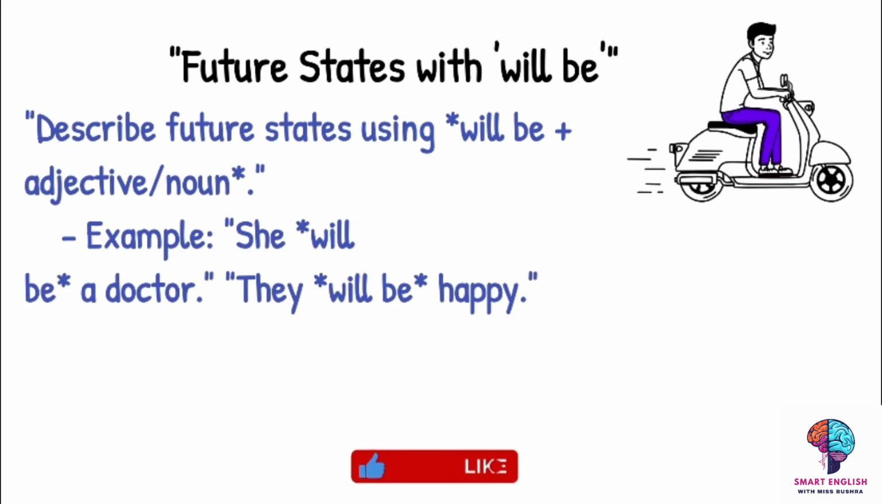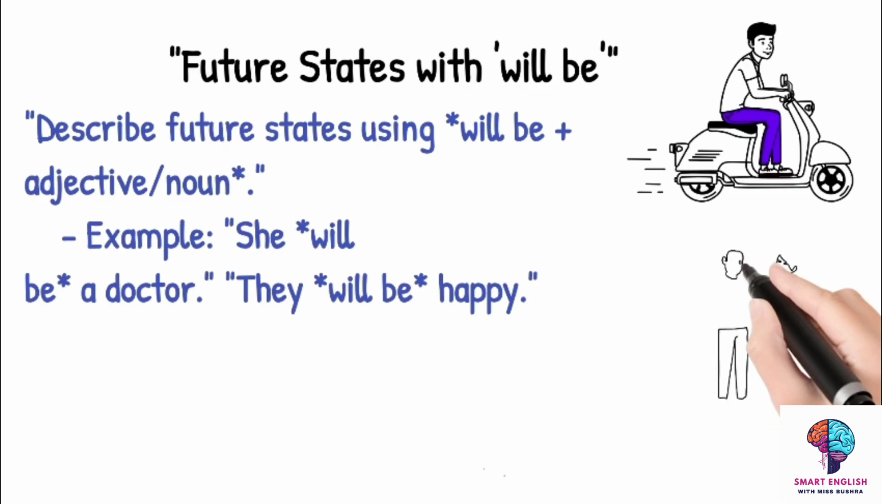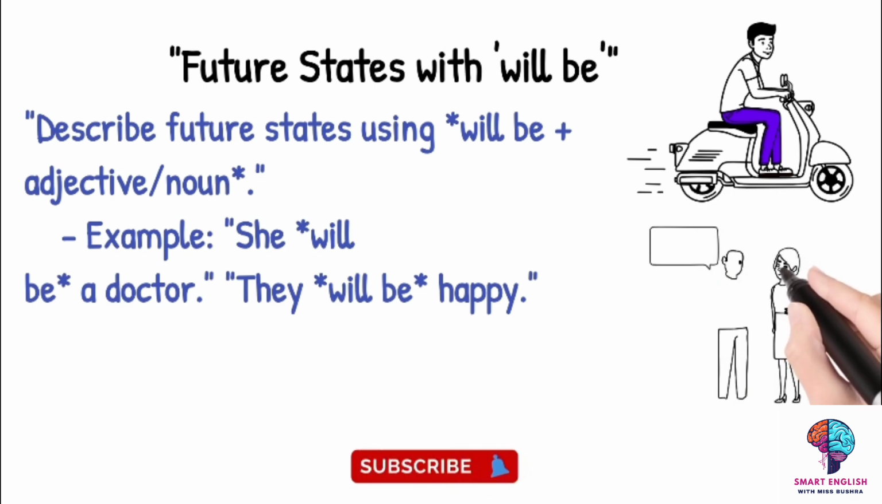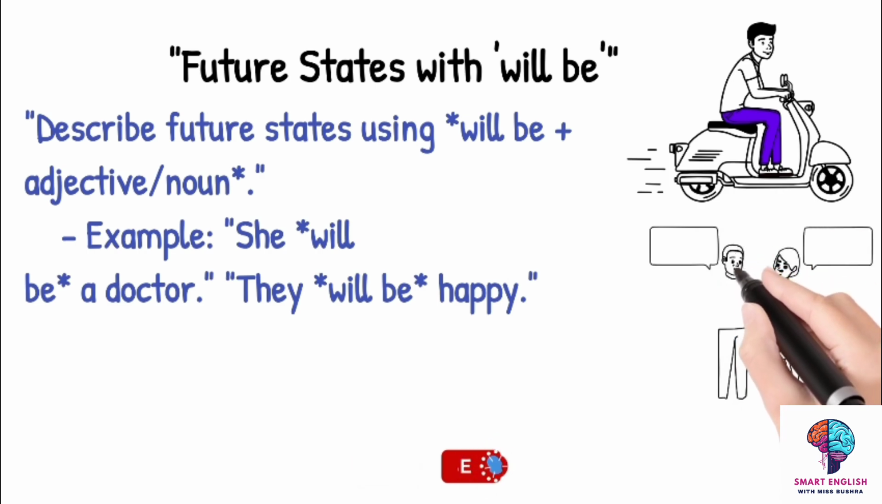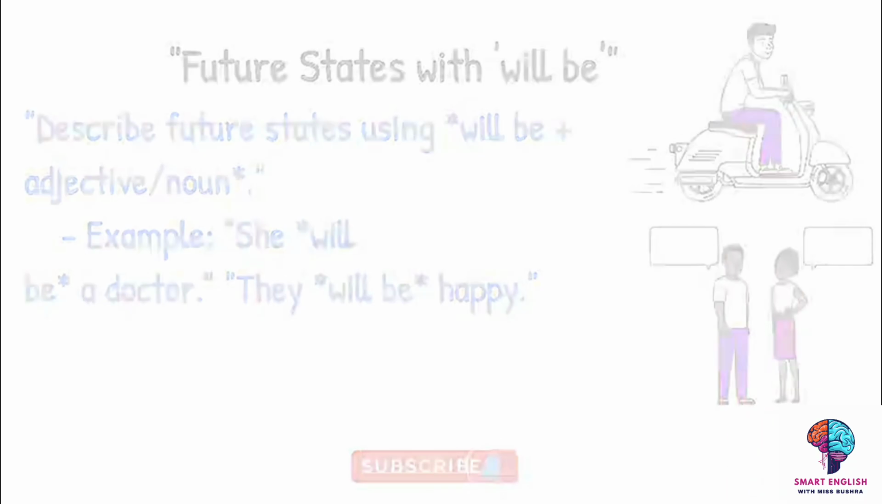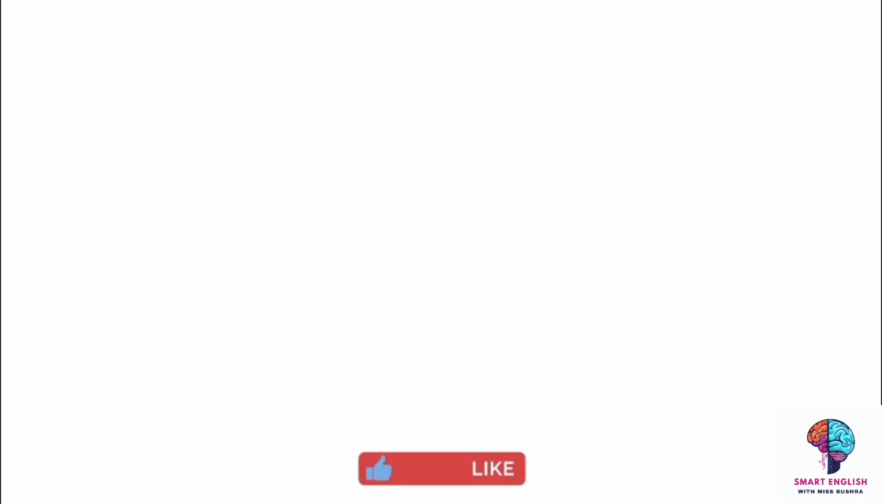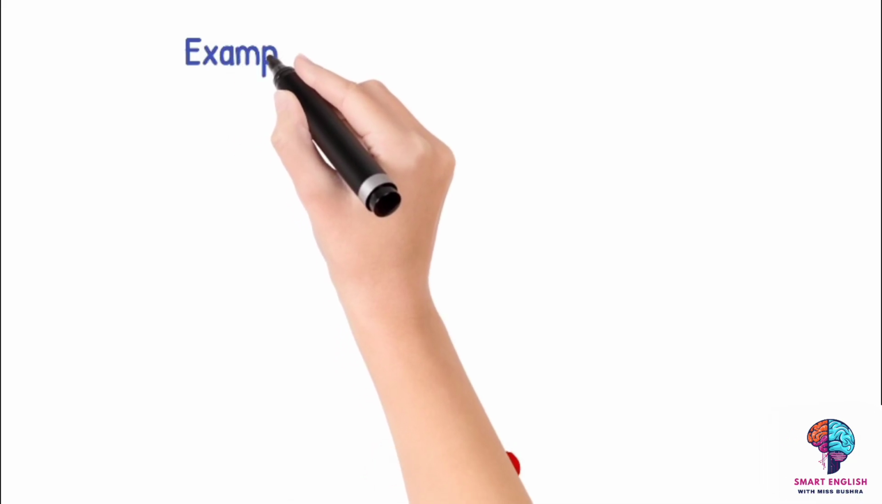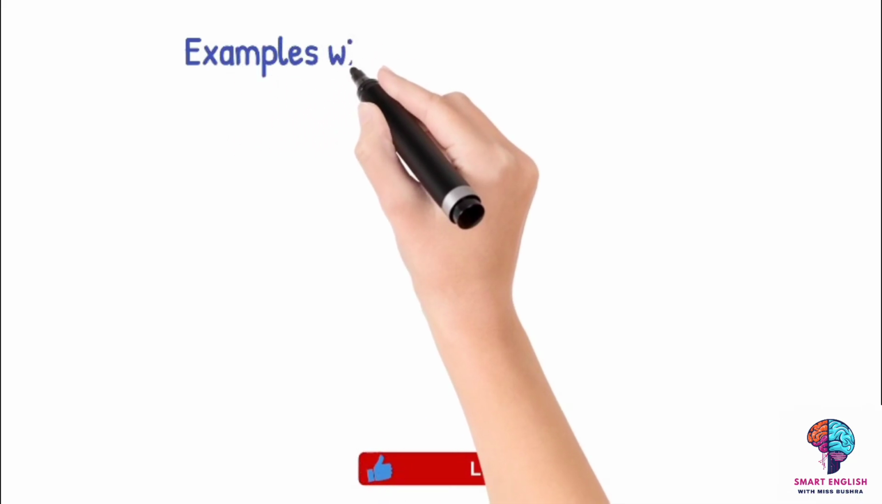Oh yeah, listeners, you are absolutely right. Now we are moving towards understanding future states, that is, will be. So, if you are going to describe your feelings and emotions using adjectives or nouns, you're going to use will be. And after will be, you're not supposed to use any verb; you can use adjectives. Yeah, you have heard it right.